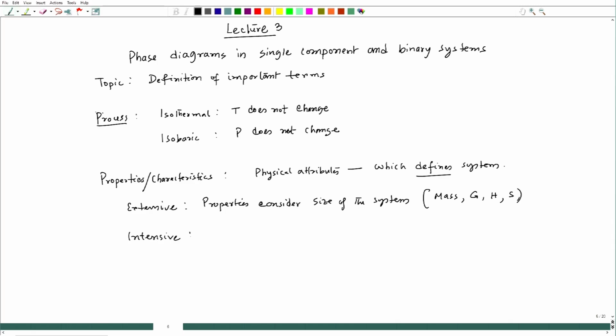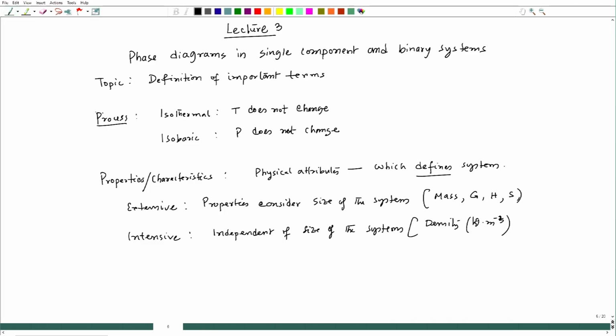Now, there are a few parameters which are independent of the size of the system. What are those? For example, density, a classic example. Density, what is the unit? We can say gram meter minus cube. That means gram per meter cube, okay? Or we can say kg per meter cube.